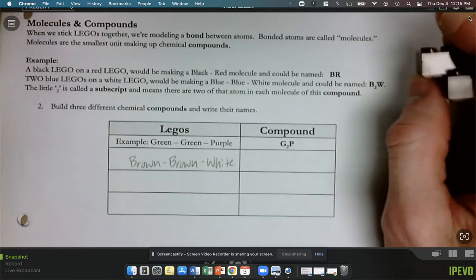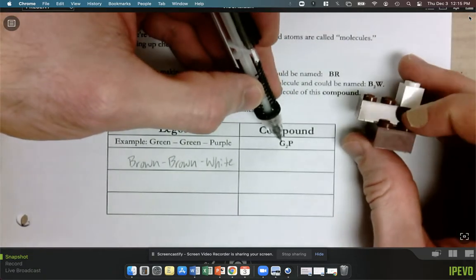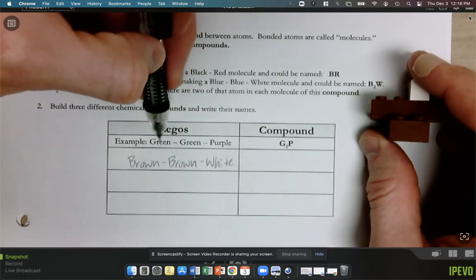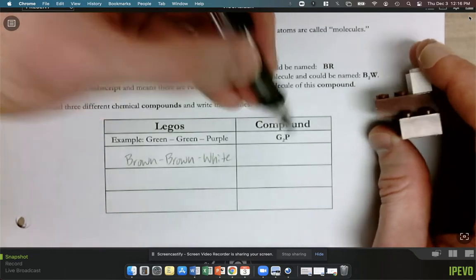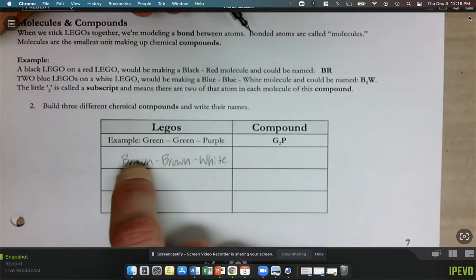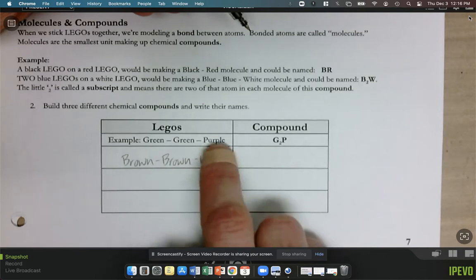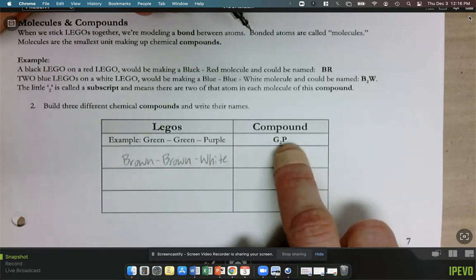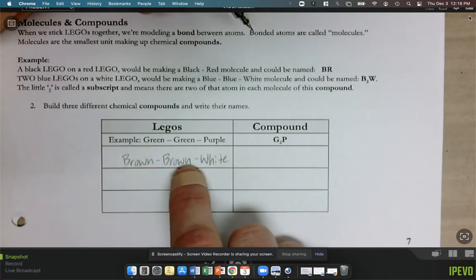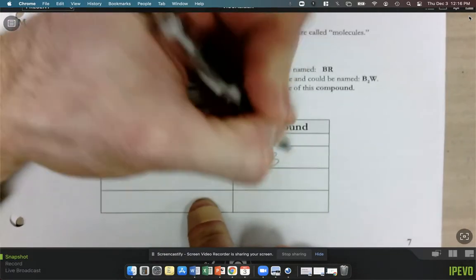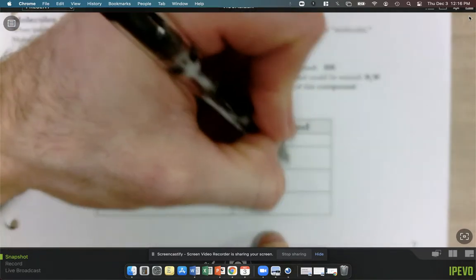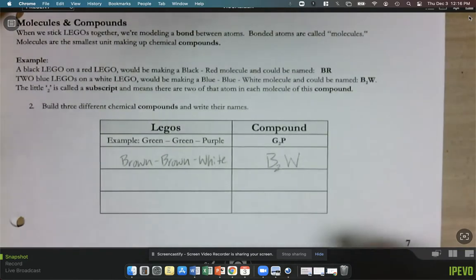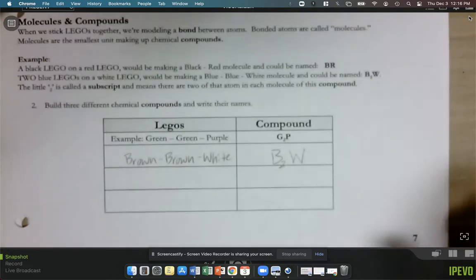And then what we have to do here is put the symbols. So this example here for 2 greens and a purple, notice there's a G2. That 2 is called a subscript. That tells you how many atoms of a certain element there are. So if there's just one all by itself, you do not need to put a subscript. That's why there's no P1 here. So my 2, B, or brown, brown, white, you can use this as an example if you want to, would be B2W. Yeah, B2W.